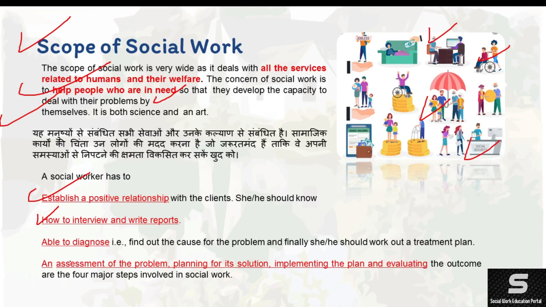So all the steps like assessment of the problems, planning for the solutions of these problems, and how to implement the plan to resolve this problem, to evaluate the problem. So all these tasks are involved in the social work. So all these skills the social workers should have just to solve the problem of any individual or community or group or family. So this is the scope of social work.